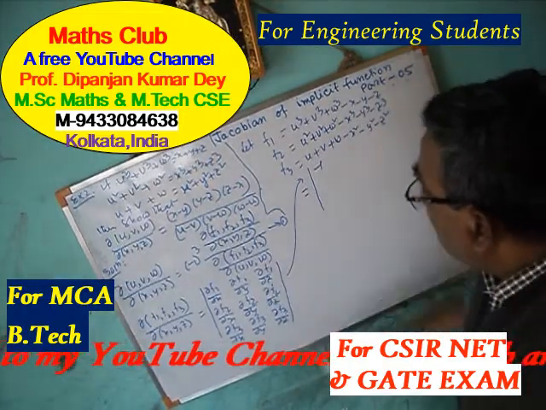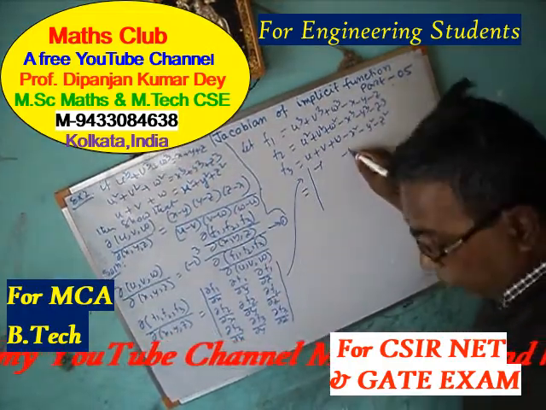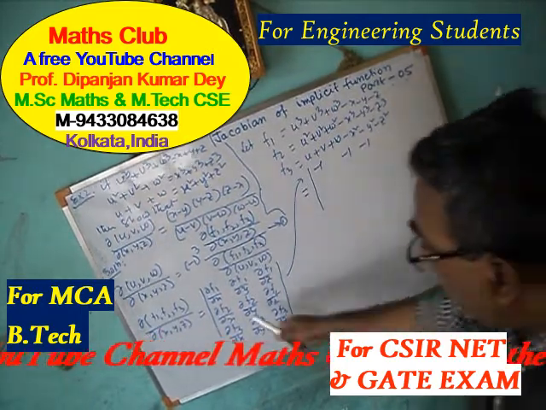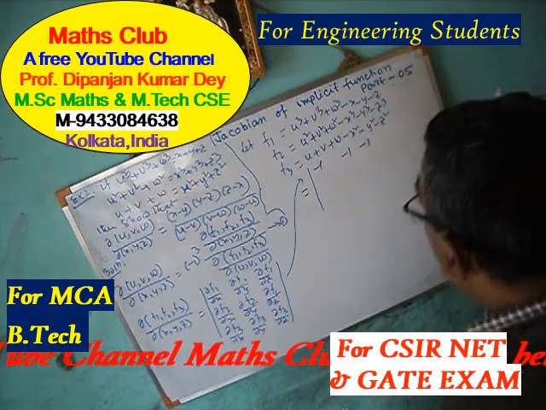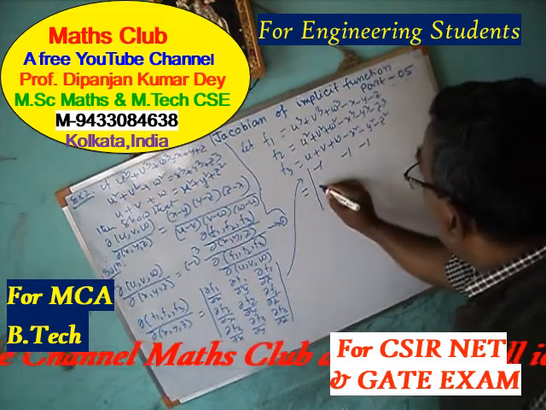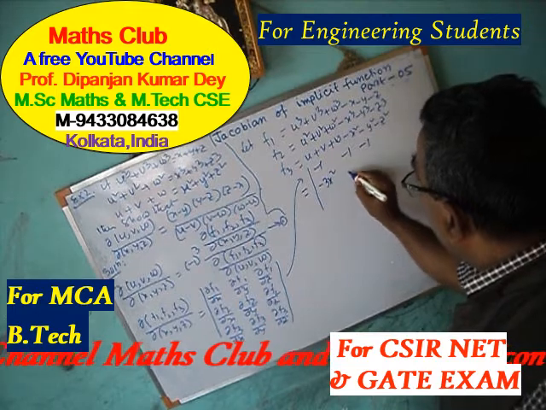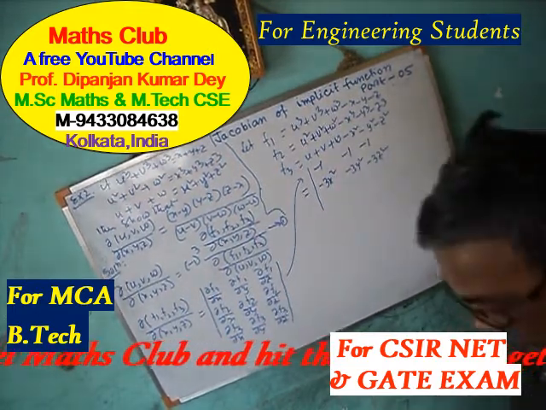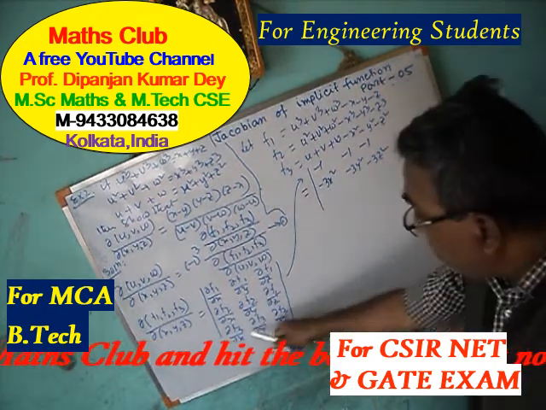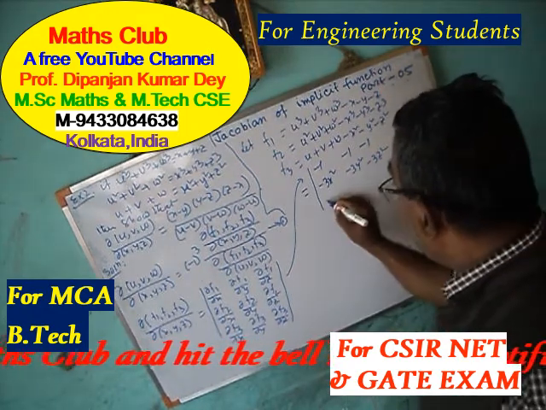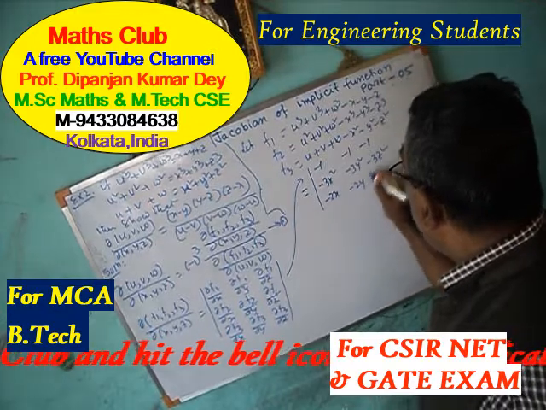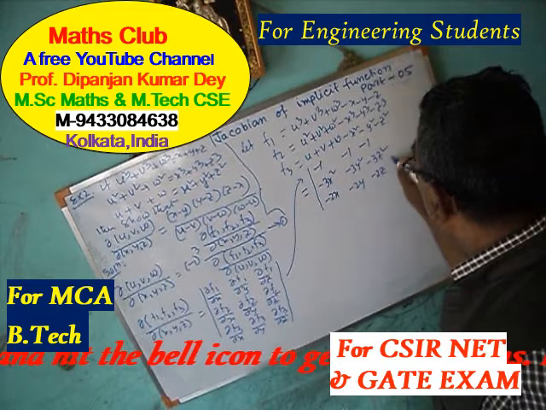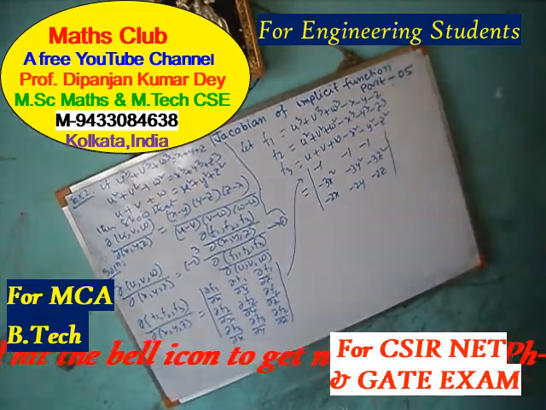Then del f1 by del y, this is also minus 1. This is also minus 1. Then del f2 by del x, that is 3 minus 3x square minus 3y square minus 3z square, right? Then del f3 by del x, that is minus 2x, minus 2y here, and this will be minus 2z. Okay, so now this determinant value you have to find.